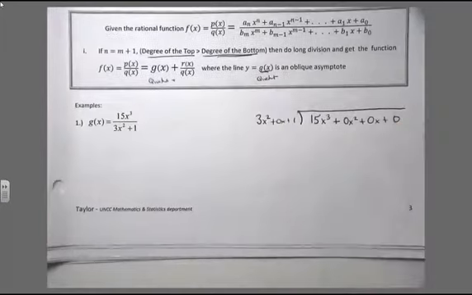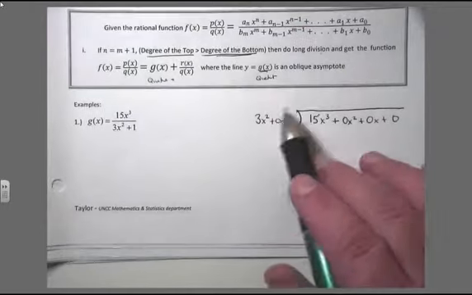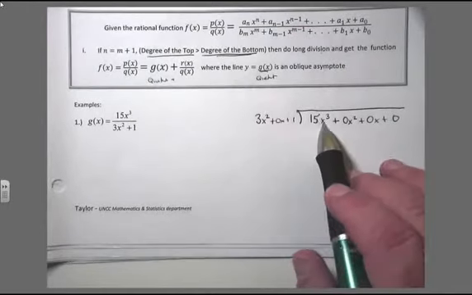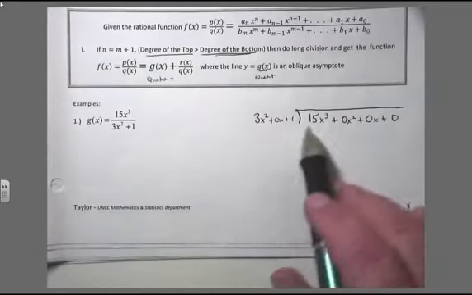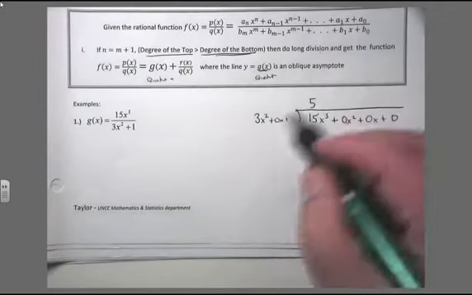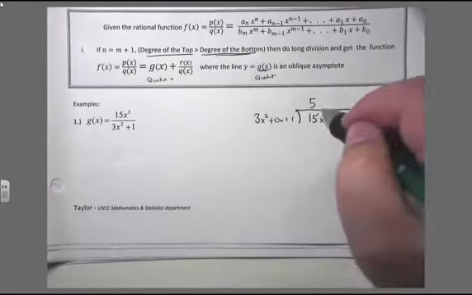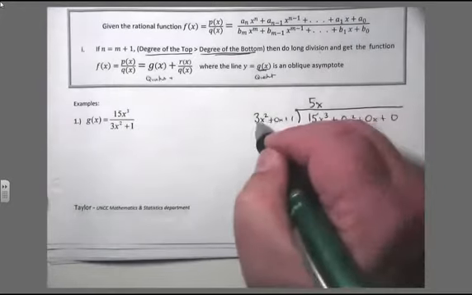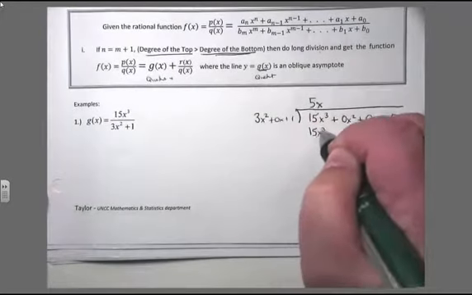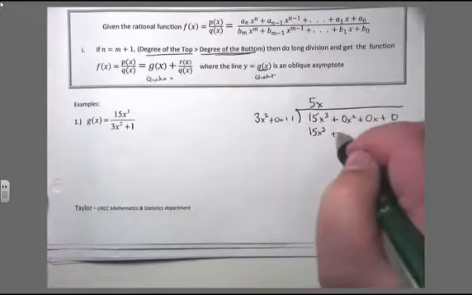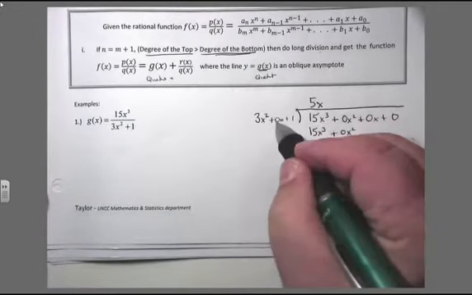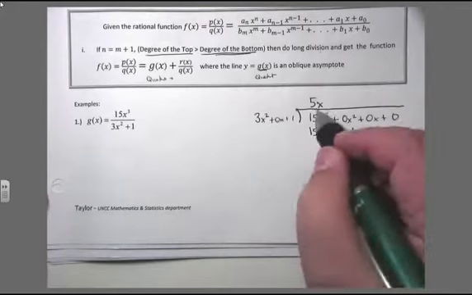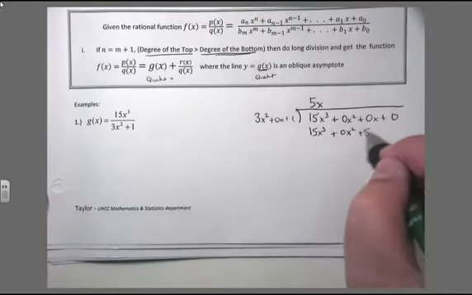Okay? So, let's play the division game. What times 3x squared equals 15x cubed? Well, what times 3 is 15? 5. What times x squared is x cubed? X. So, 5x times 3x squared is 15x cubed. Now distribute. 5x times 3x squared is 15x cubed. 5x times 0x is 0x squared. 5 times 0 is 0. X times x is x squared. 5x times 1 is 5x.